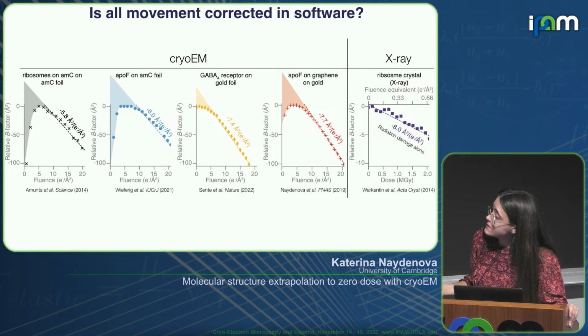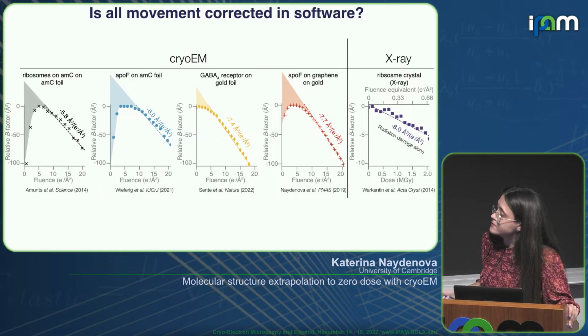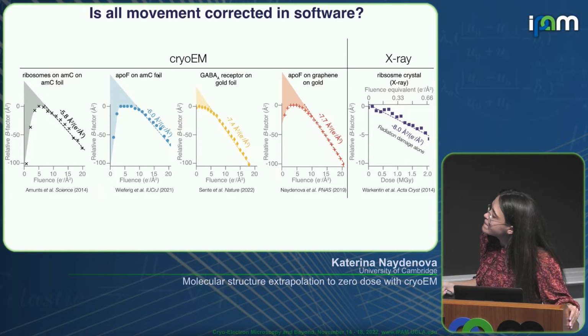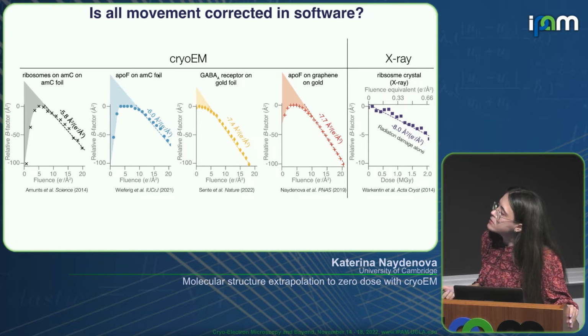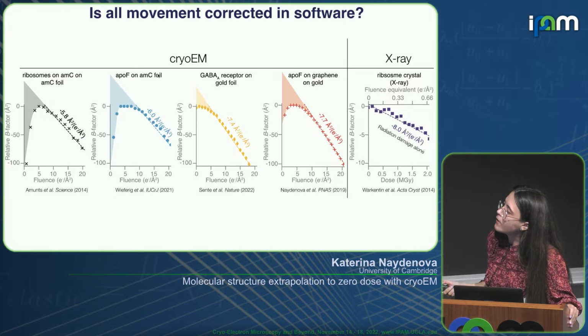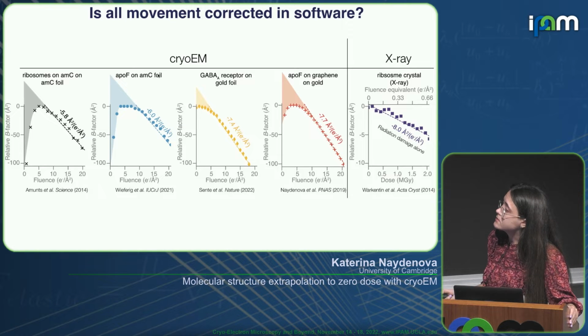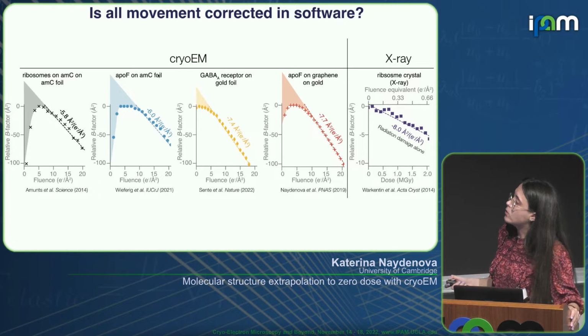But one thing remained invariable: the quality of the data at the onset of the irradiation is always lower than this linear trend that we accept from X-ray crystallography, where the quality of the data decays purely due to radiation damage. So if we were able to take account of all the specimen movement computationally in our cryo-EM data, all of these plots should have been straight lines, which they're clearly not.